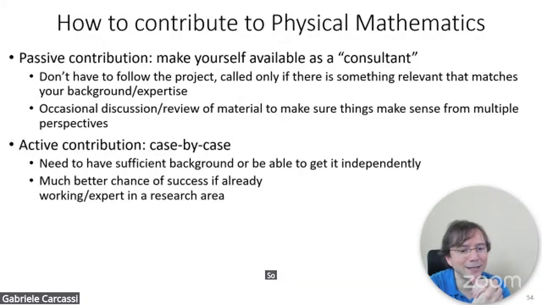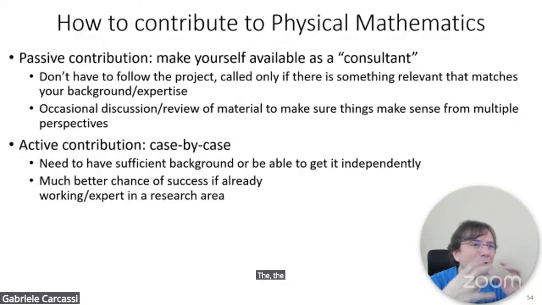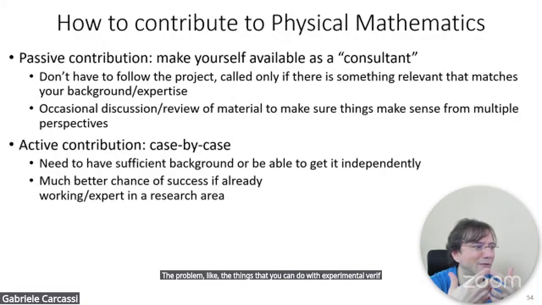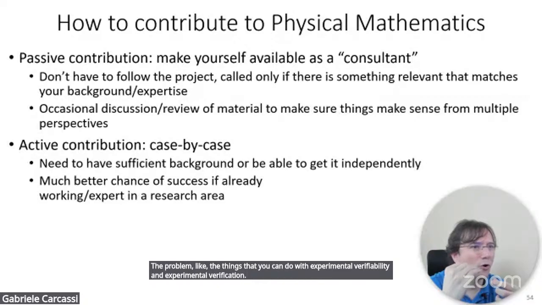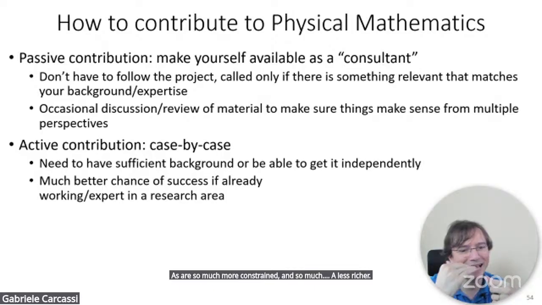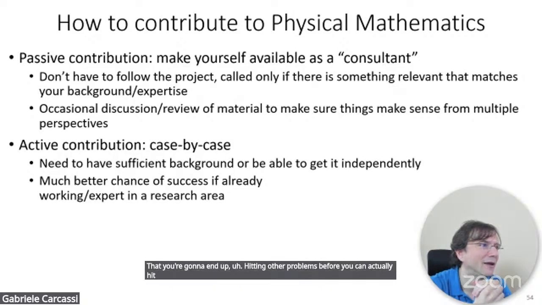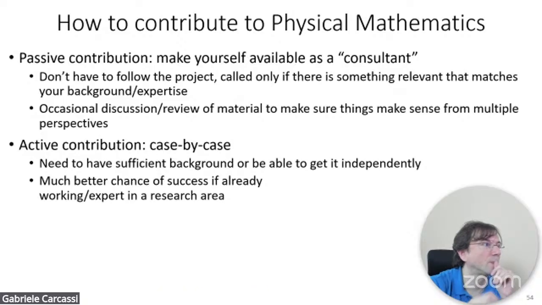So basically, the way that I put it is that the things that you can do with experimental verifiability and experimental verification are so much more constrained and so much less rich that you're going to end up hitting other problems before you can actually hit the Gödel incompleteness theorem. So I hope this gives you a sense.